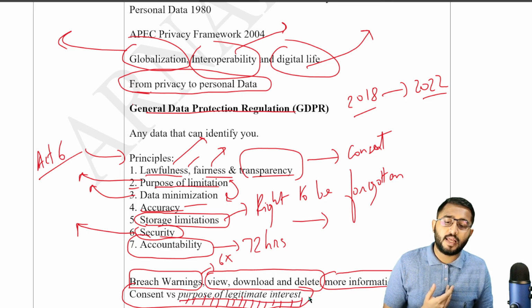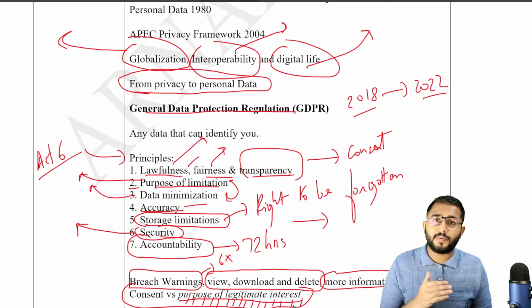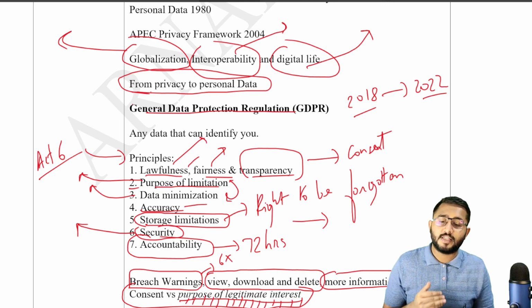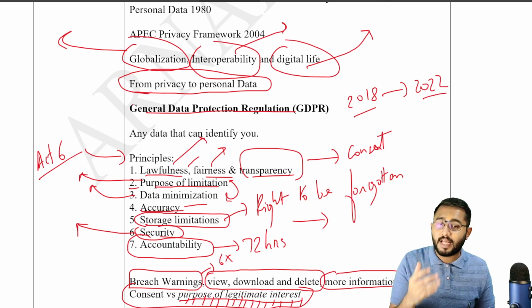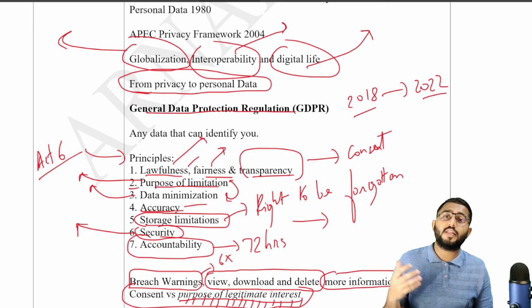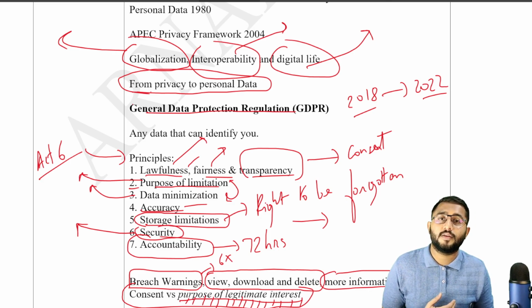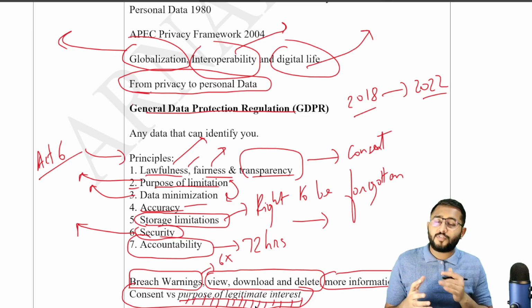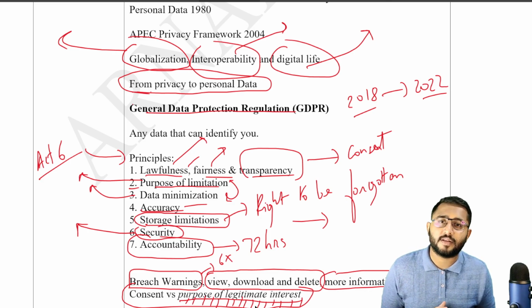This has become a grey area in GDPR, where a lot of companies have come to abuse this purpose of legitimate interest and continue to collect your information even without your consent. So that sort of gives us an overview of what GDPR is, right?